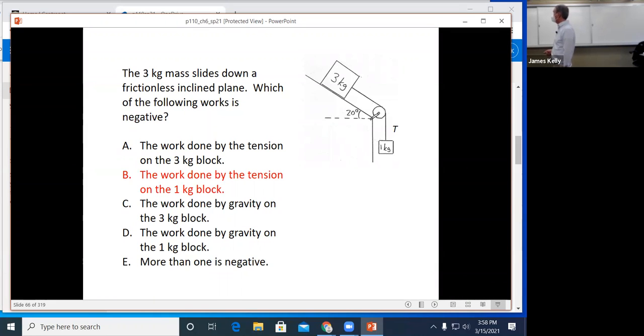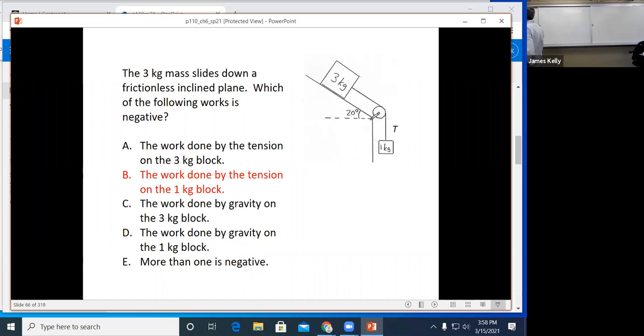The work done by the tension force on the 1 kilogram block. The work done by the tension on the 3 kilogram block, well, notice the 3 kilogram block is going down into the right, and the tension force is pulling on it down into the right. When you pull more or less along the direction of displacement, that's positive work being done on that object. C, the work done by gravity on the 3 kilogram block. Gravity is pointing downward. The 3 kilogram block is going down and to the left. So gravity is going more or less along the direction it's being displaced, not opposite. It's trying to pull it down the plane.